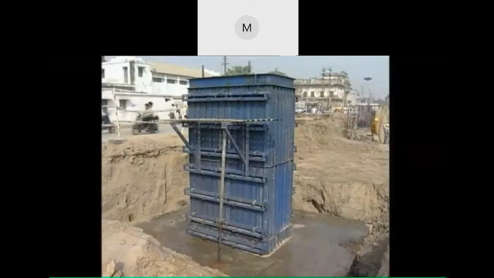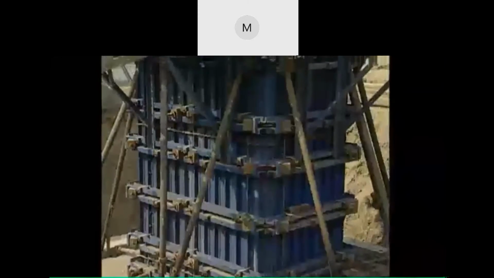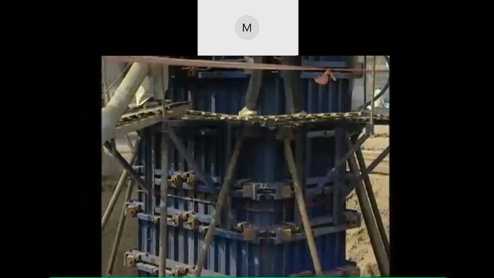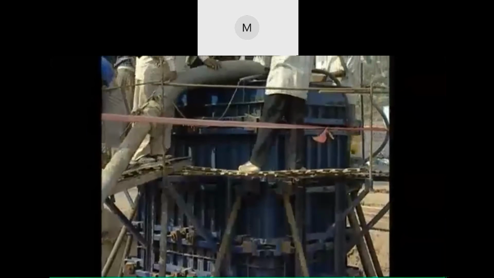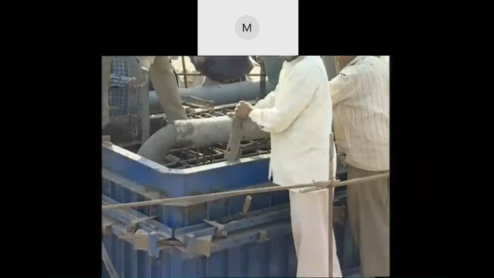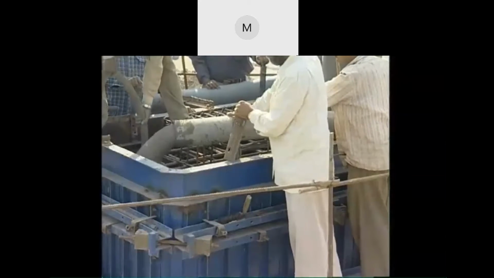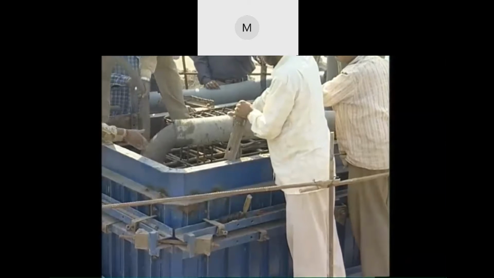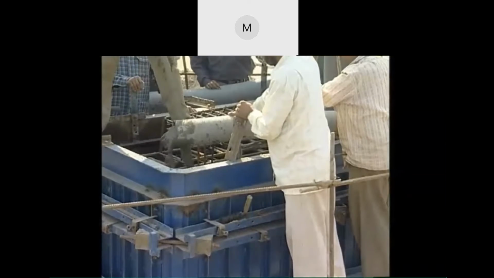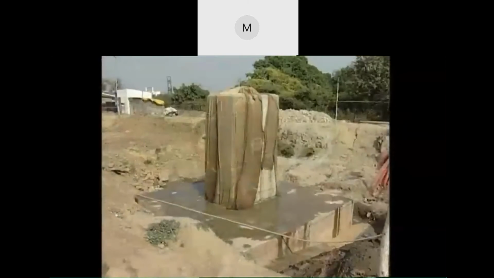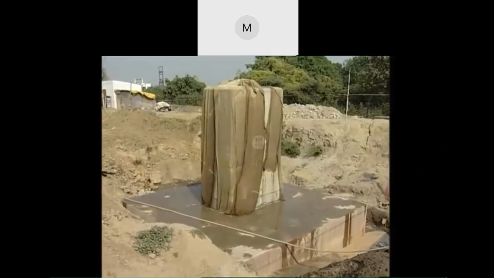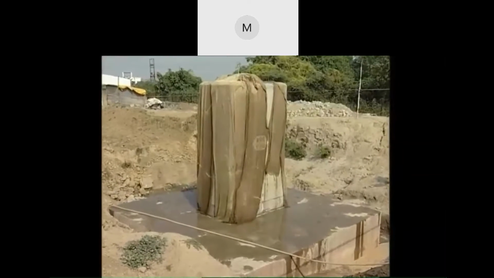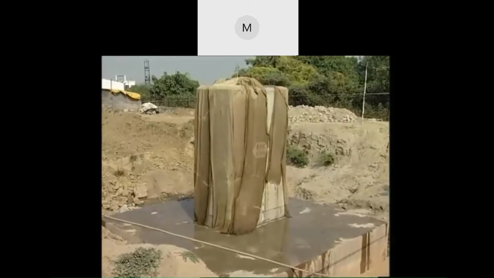Concreting for the pier shafts is carried out through crane and bucket arrangement, and it is vibrated through the needle vibrators. Deshuttering for the pier shaft is carried out 24 hours after concreting. The surface of the shaft is wrapped with Hessian cloth and curing is carried out.